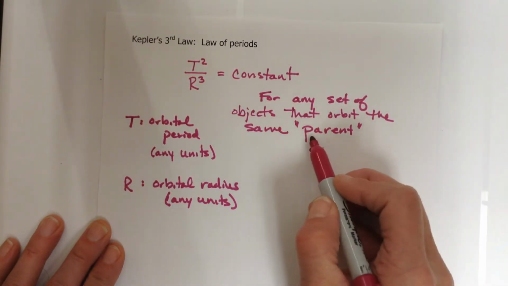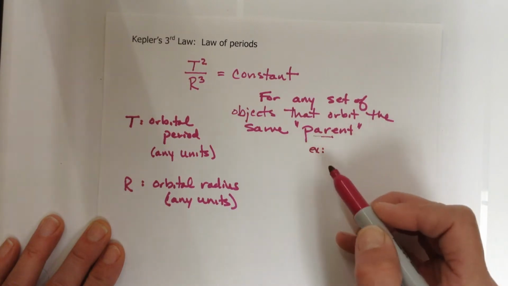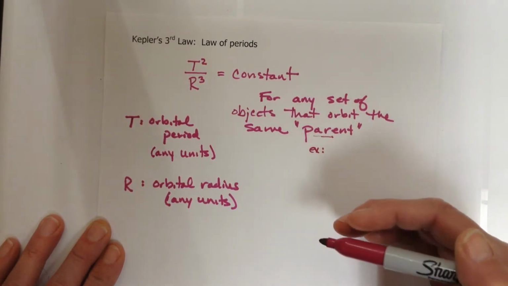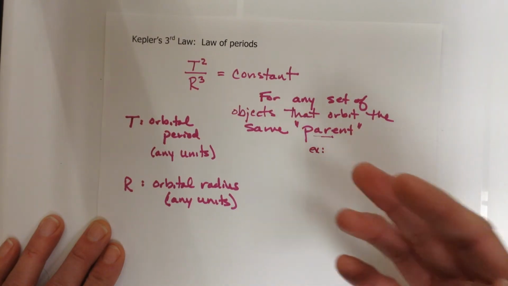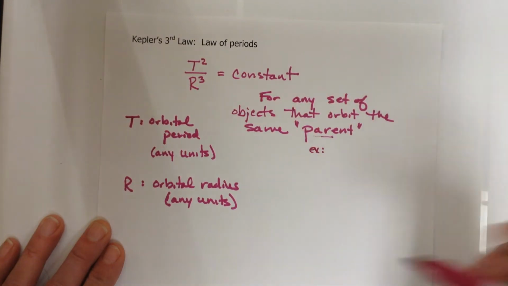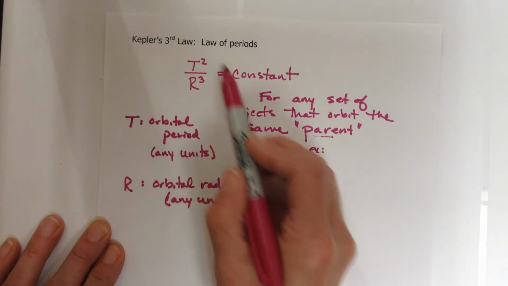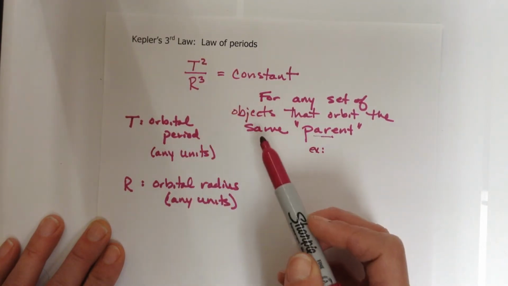So any of these, what we mean by that parent planet, again, it's the one they share, that same object that they're orbiting around. So for our Earth, it would be the sun. So Earth, Jupiter, Mars, etc., all orbiting around. They would exhibit this ratio that T squared over r cubed is constant.